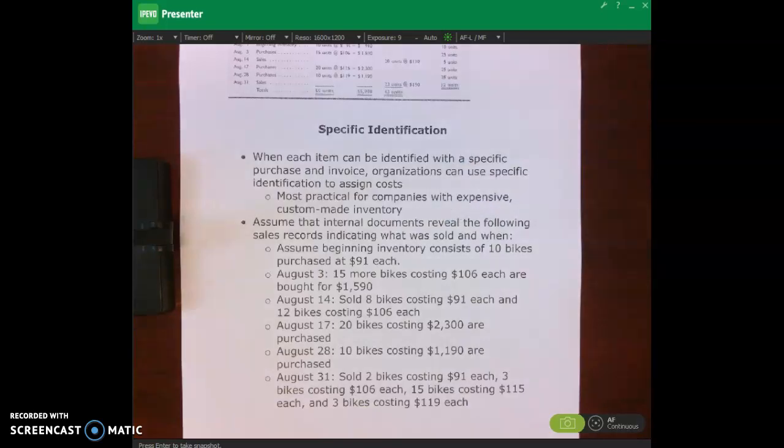Okay. So in the next lecture video, we're going to go through this working example with specific identification and then also talk about first in, first out. Okay. Thanks.